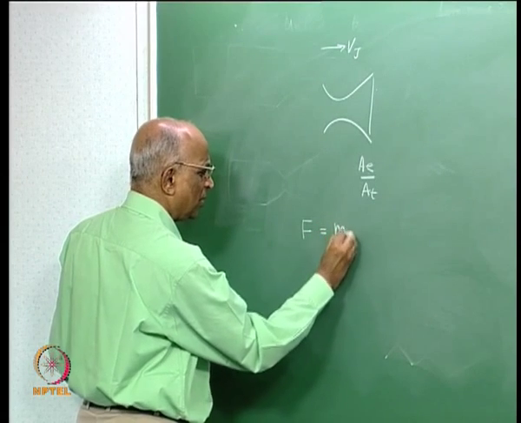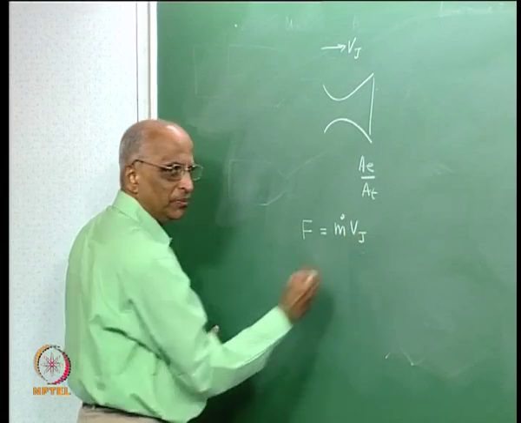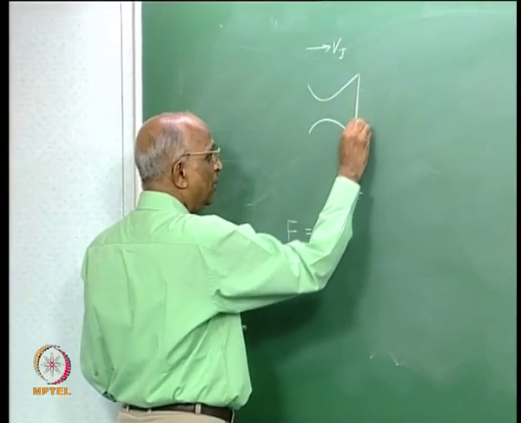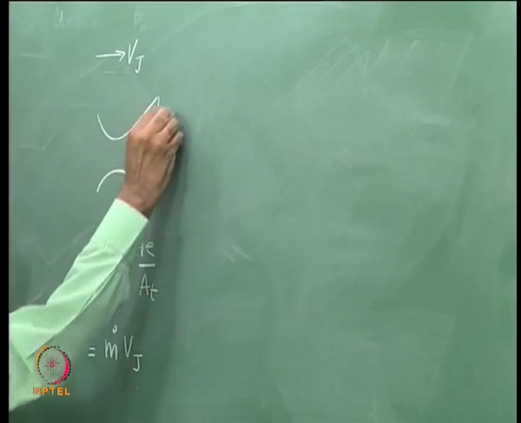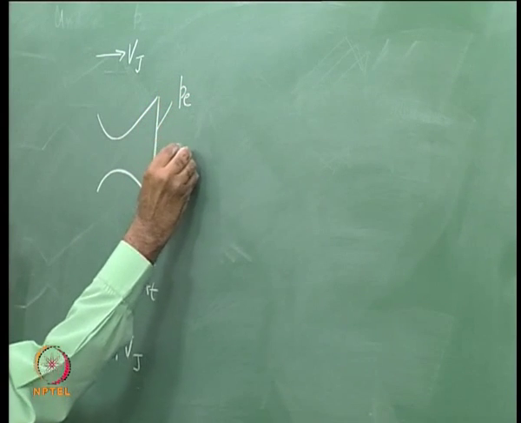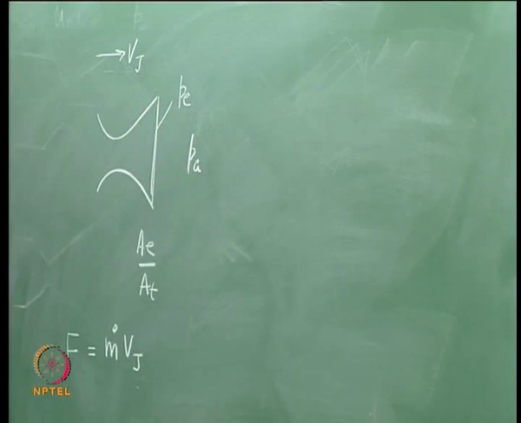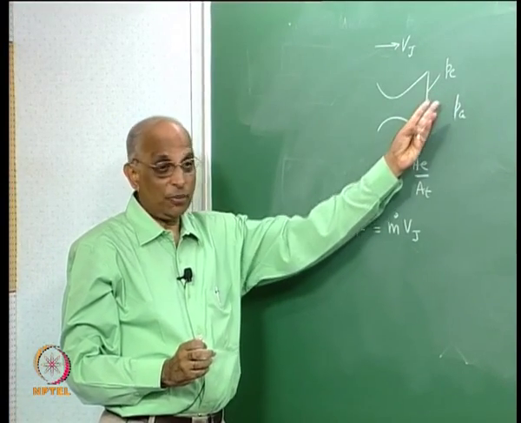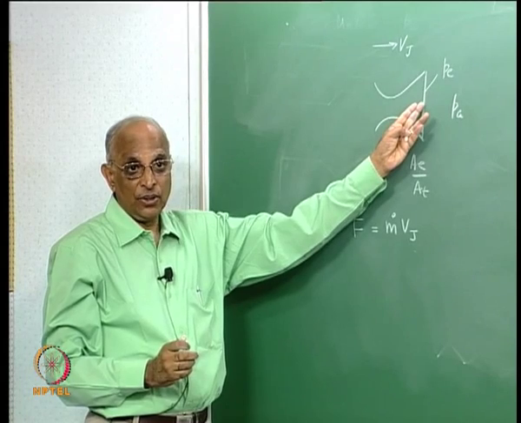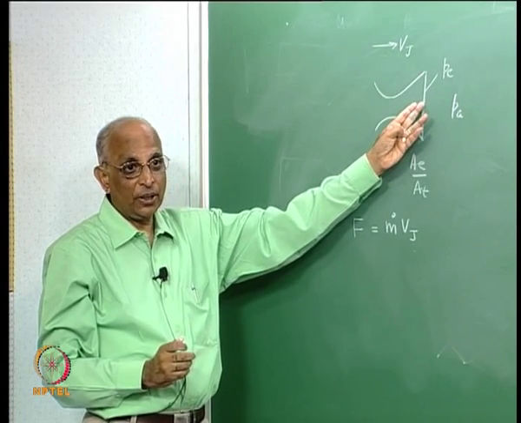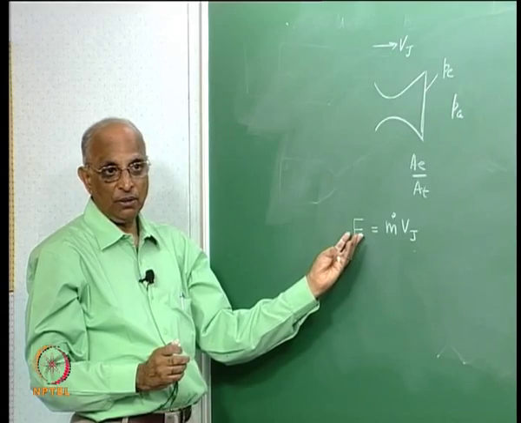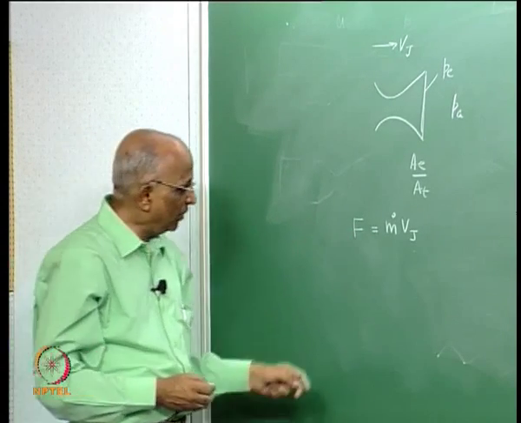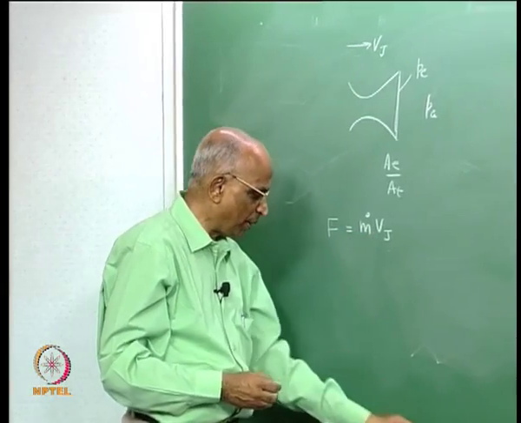You have momentum thrust m dot into Vj. But we were telling ourselves each time that depending on the nozzle area ratio, the exit pressure Pe could be different from the ambient pressure Pa. Therefore, the thrust could come from pressure also, because I am not able to fully expand this. Therefore, I have some pressure thrust also coming. Therefore, let us write the expression for the force developed by a rocket, which we know is equal to the rate of change of momentum.